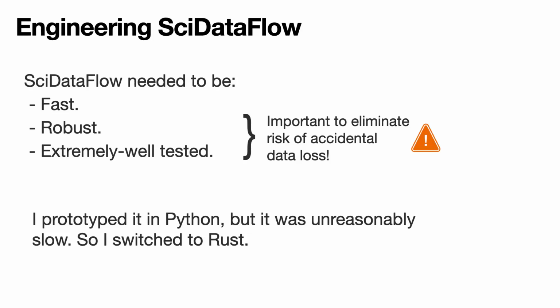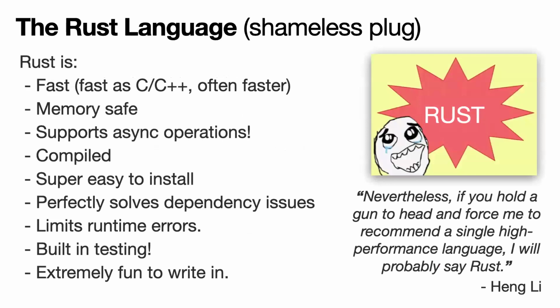So I prototyped this in Python in about a day or two, and it was just really, really slow. So I switched to this language Rust, which I'll give a random, shameless plug for. Rust is a language that's incredibly fast. It's as fast as C and C++, and I'm finding that it's much faster in most cases. I don't really understand why, but in practice it seems to be faster than those foundational languages. It's memory safe, meaning that you will not end up with any seg faults due to memory being freed when it shouldn't be freed or dereferencing a null pointer.